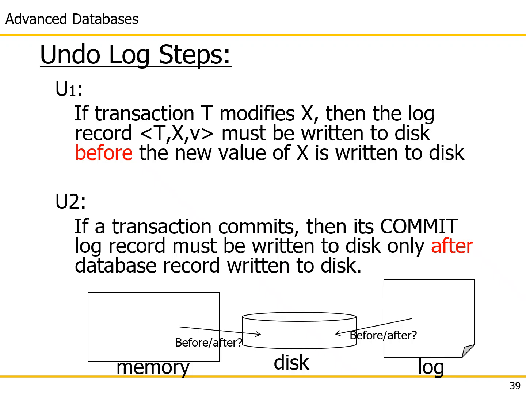Now, the second rule says that if a transaction commits, then its commit log record must be written to disk only after the database record is written to disk. Okay? This is kind of the reverse of the first one. What we're saying here is that when a transaction is done, we're not going to write in the log that it is done until after it's completely finished.